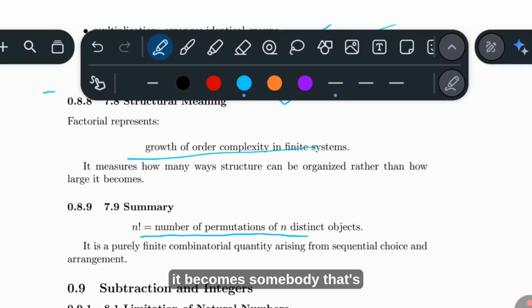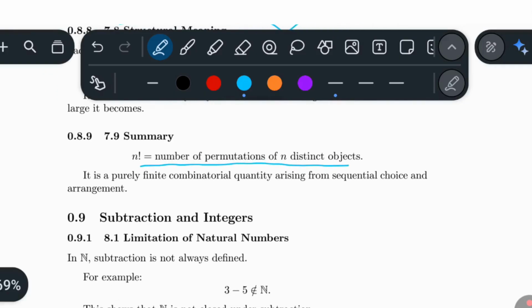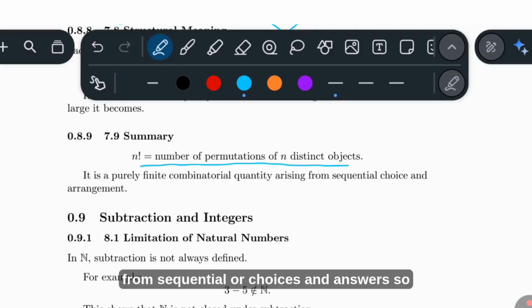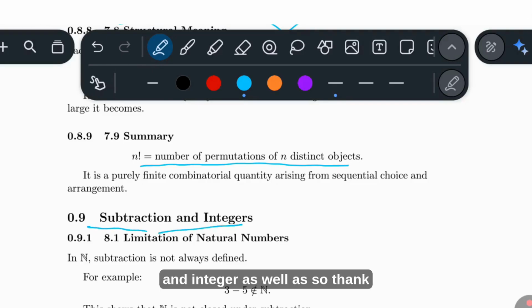Summary. These are purely finite combinatorial quantities arising from sequential choices and arrangements. So this is all for today. In the next section or next lecture, we will study subtraction and integers as well as fractions.